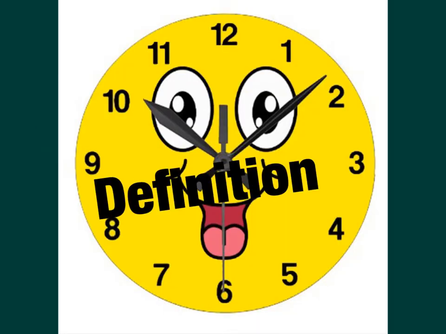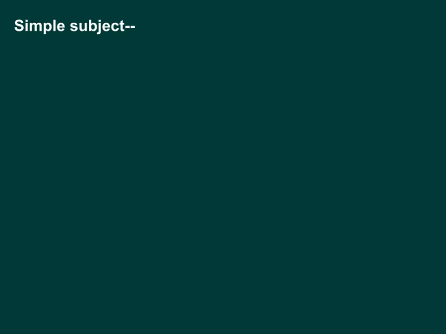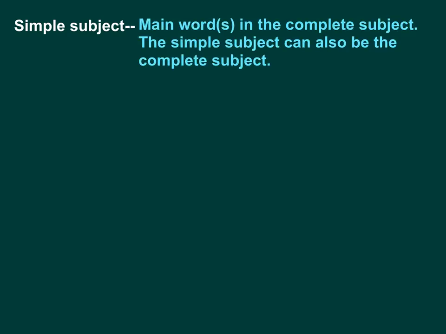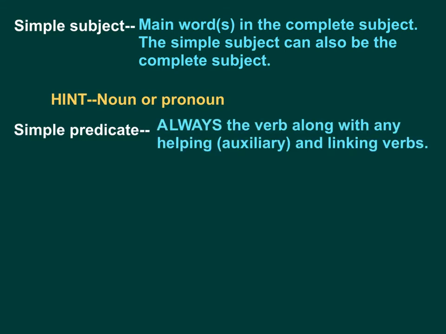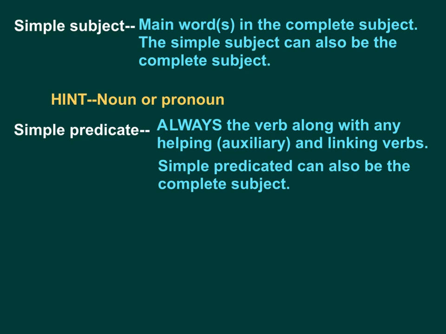Okay, now it's time to take things to the next level. It's definition time. Simple subject is the main word or words in the complete subject. Hint: it's a noun or pronoun. The simple subject can also be the complete subject. The simple predicate is always the verb, along with any helping or auxiliary and linking verbs. The simple predicate can also be the complete predicate. Example: I can. "Can" is the verb, making it the simple and complete predicate. The word "I," which comes before the verb, is the complete and simple subject.